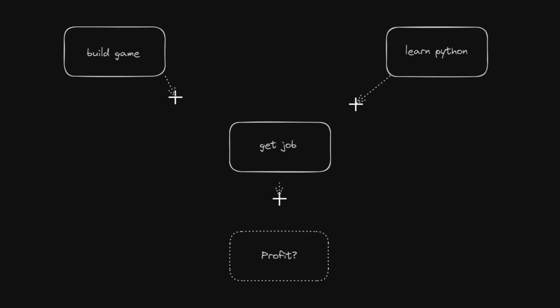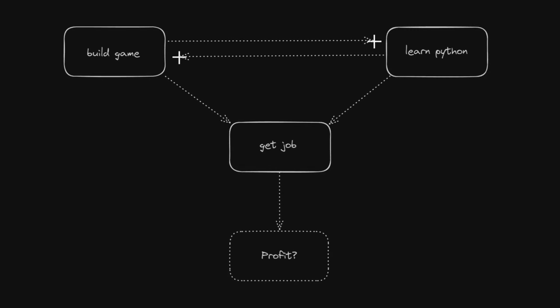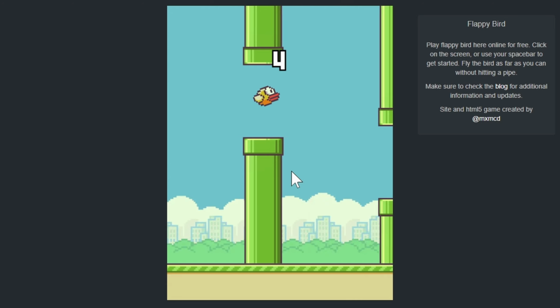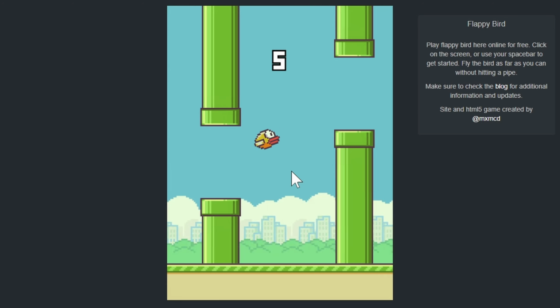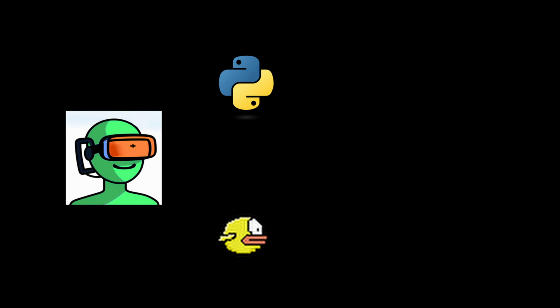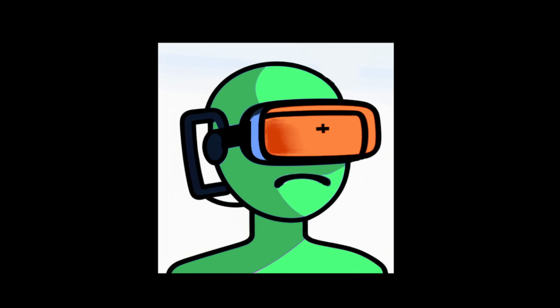Hi, I'm trying to learn Python to get hired as a software engineer, and I felt the best way to learn Python would be by building a game. So I decided to build Flappy Bird in Python. But, and this is a big but, I don't know how to build a game, and I don't know Python either. Now that I said it out loud, I realize that this is going to be quite the challenge.